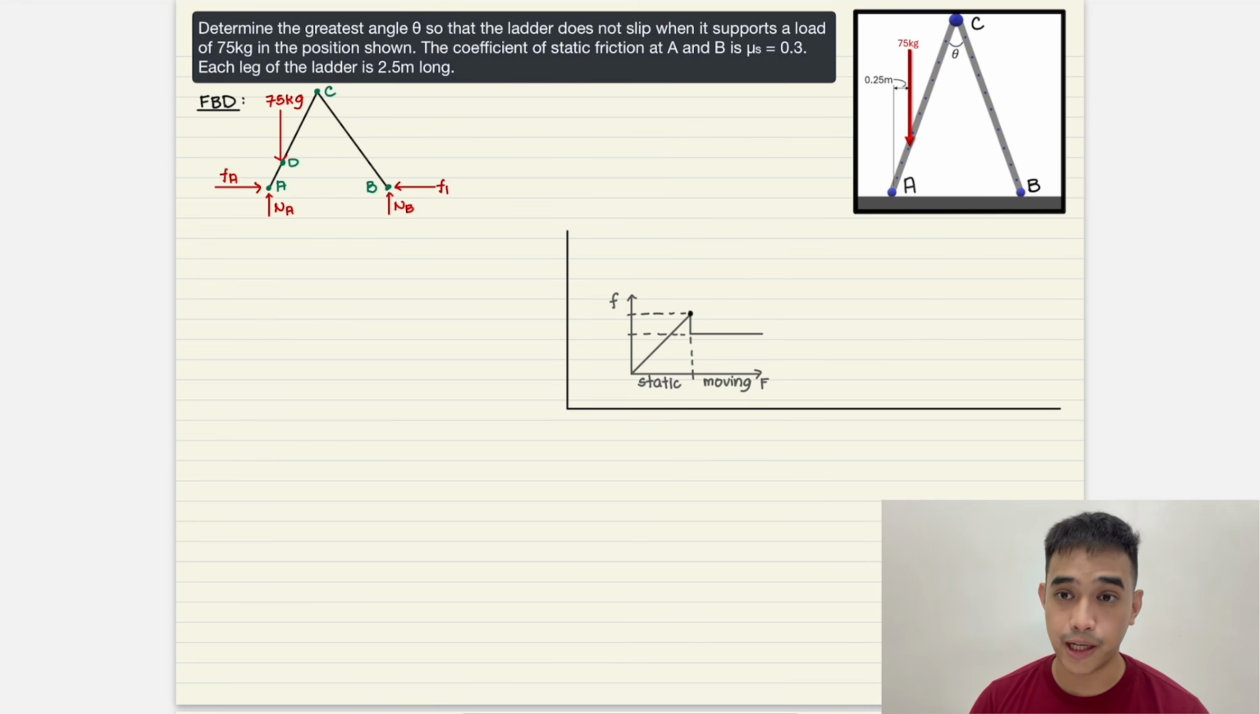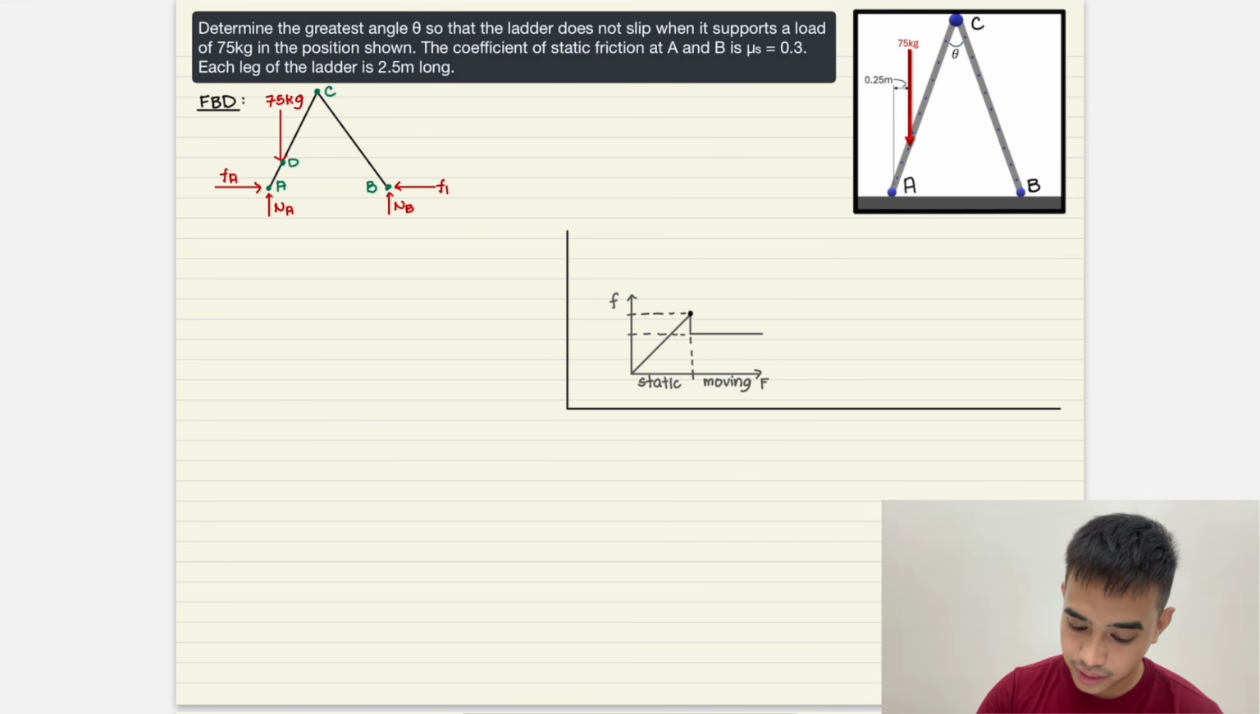And for our problem today, it will be about static friction, or friction, and it is a common problem in the principle of structural analysis and design. So without further ado, the problem reads: determine the greatest angle so that the ladder does not slip when it supports a load of 75 kilograms in the position shown.